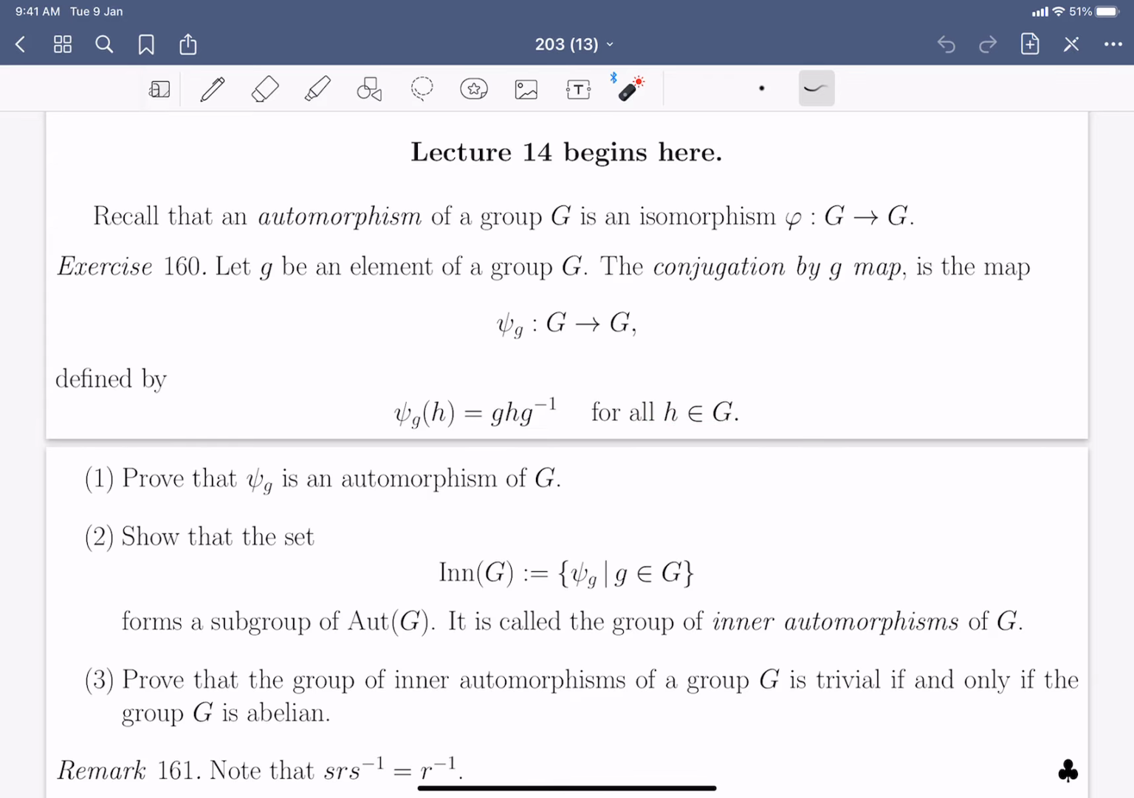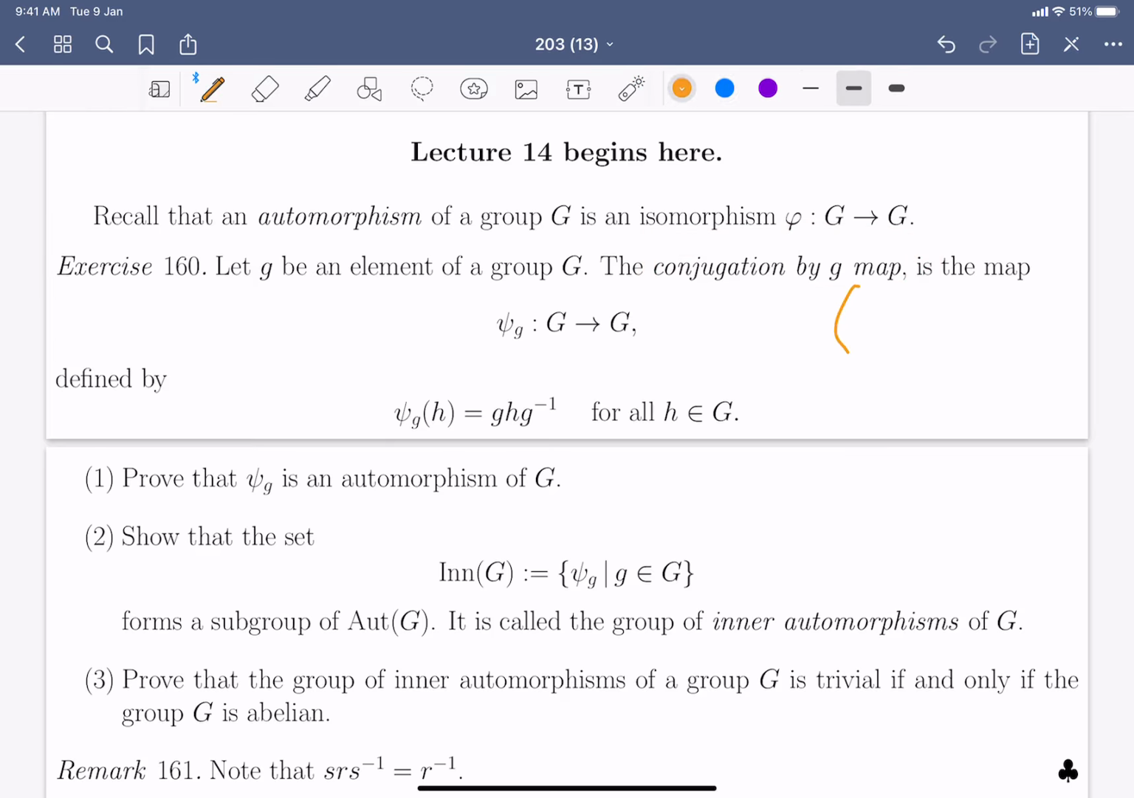Now the first part of this exercise asks to prove that psi sub g is an automorphism of G. This map psi g has a specific name. This is called the conjugation by g map. And again, you may get to see some other conventions somewhere.